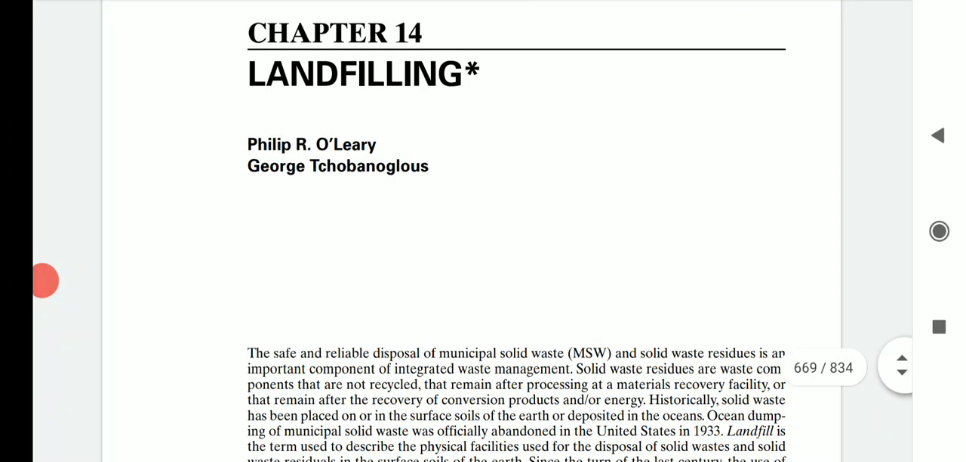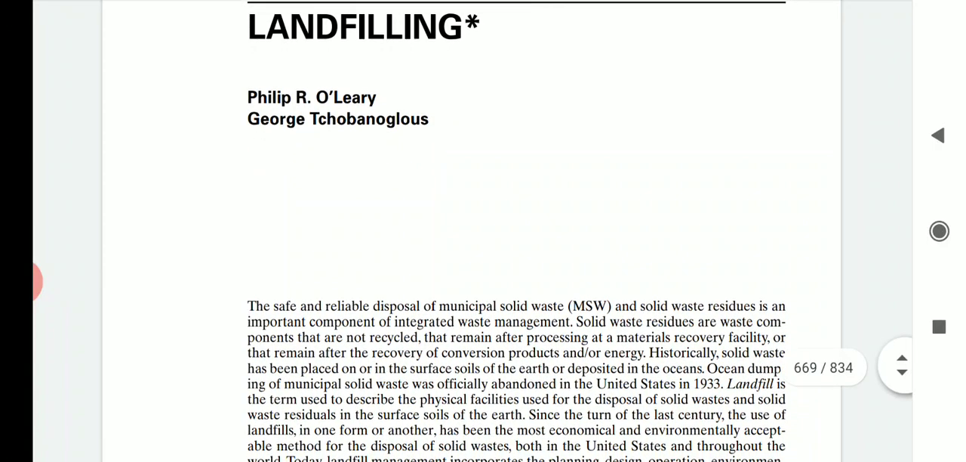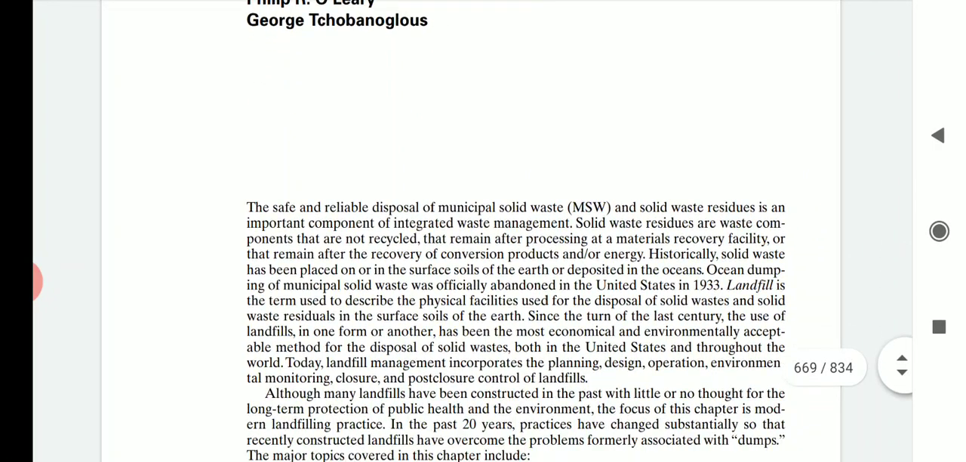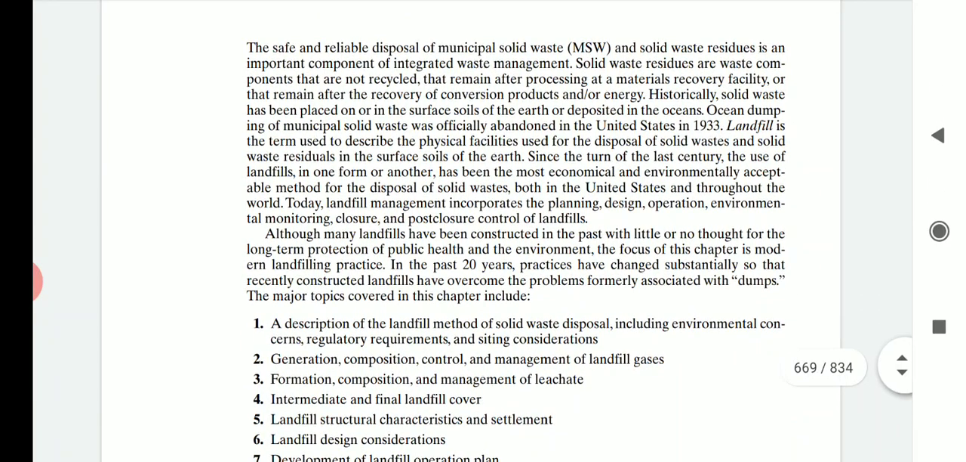So in this we are going to study the definition of landfilling, what are the methods of landfilling, and to do the landfilling, how the site selection should be, what factors affect the site selection process, and also what reactions occur in the landfill. So this is all we are going to cover in this landfilling session. First we'll see what this landfilling is.